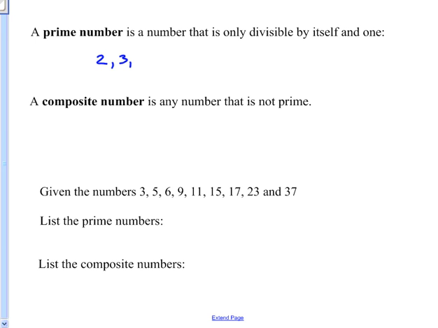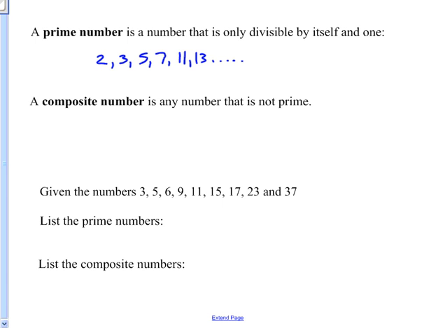So it turns out none of the even numbers after 2 will be prime. So really we're looking for odd numbers, like 5, 7. Now 9 doesn't fit, because 9 is 3 times 3. 10 doesn't fit, 11 would, 13 would, and so on. These are all examples of prime numbers.